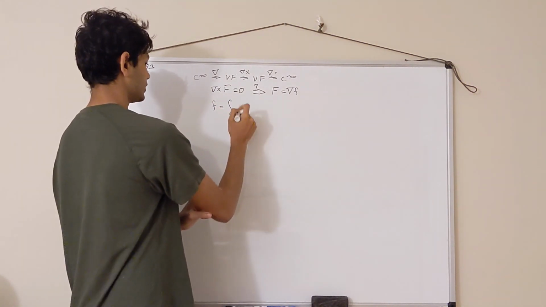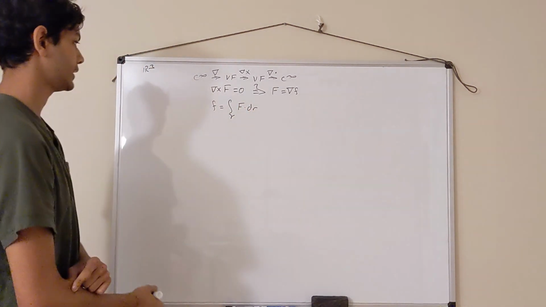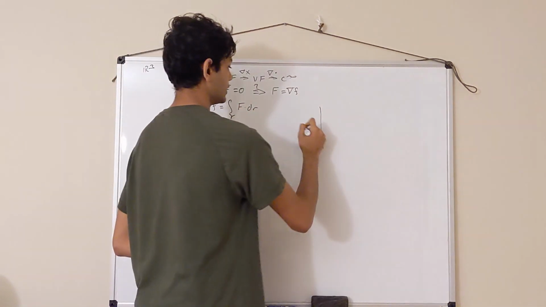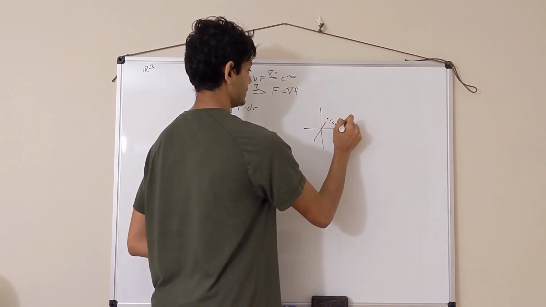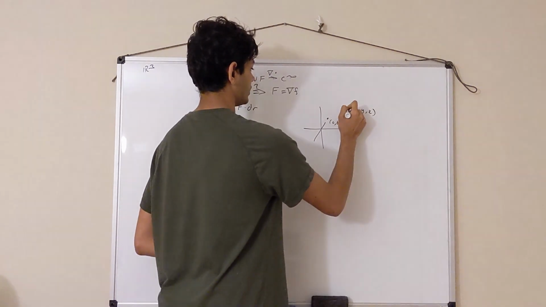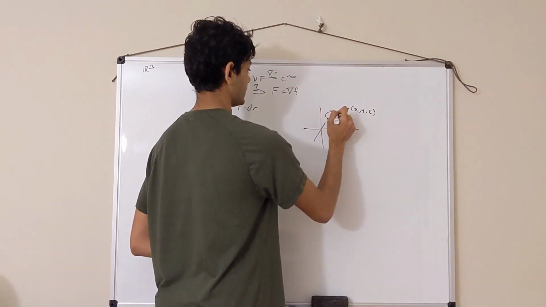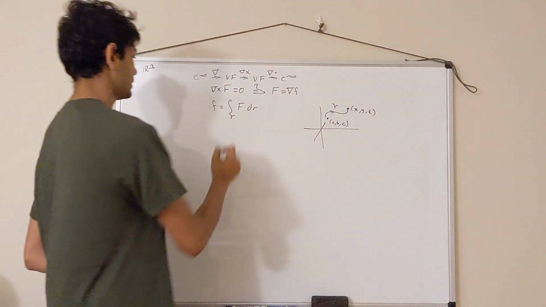as being the integral over gamma of F dot dr, where the only difference here is that gamma is some path in three-dimensional space. So we start at some initial point a, b, c, and we end up at some endpoint x, y, z, and our path is just some three-dimensional path here, gamma. Now, as before, we want to make sure that this is well defined.